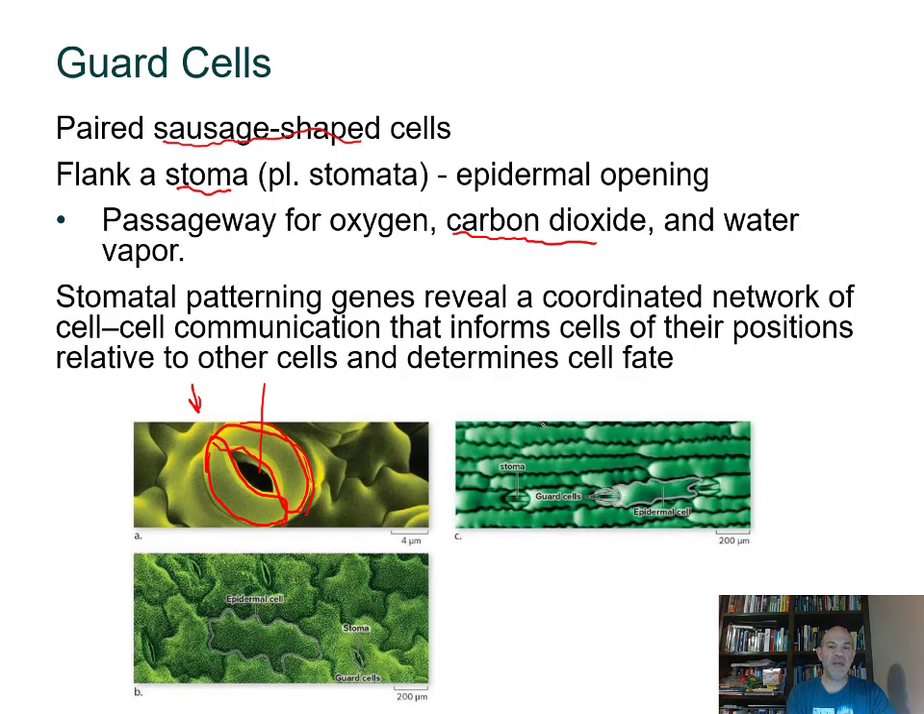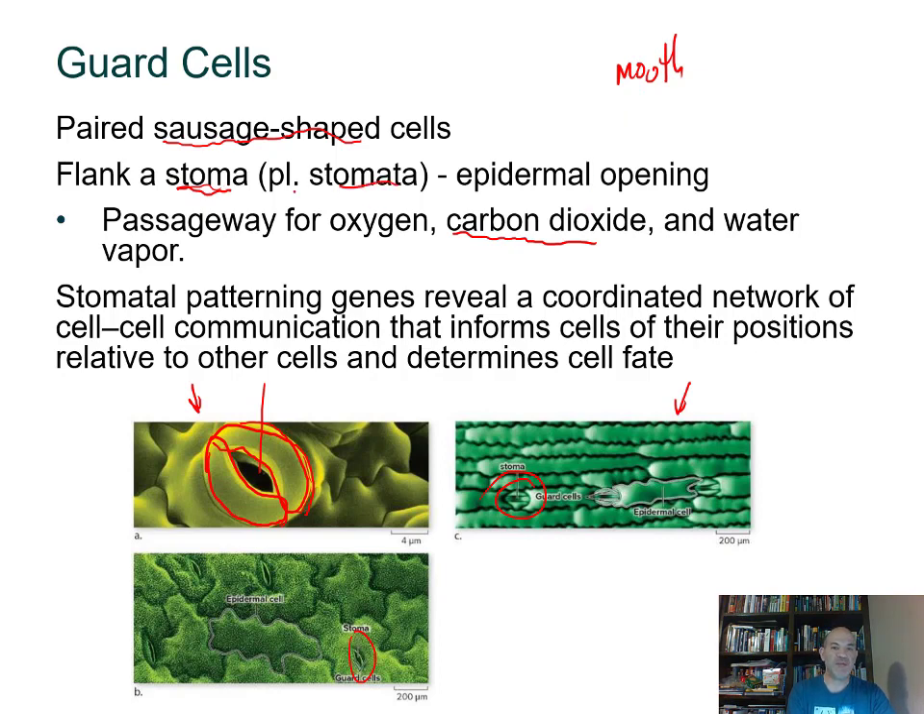So you can see just different views. Here's another image, not as magnified, but still a scanning micrograph. You can see the guard cells there and the guard cells there. And in fact, the translation for stoma means mouth. So it's like tiny little mouths there.